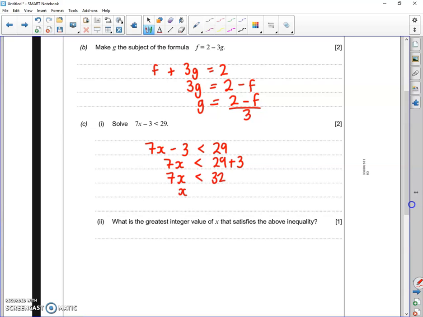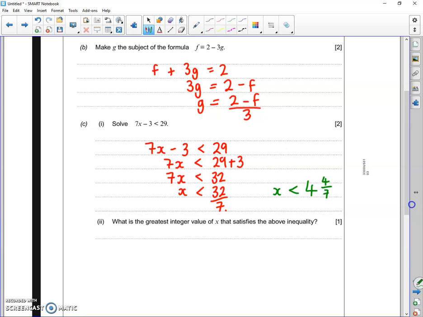And then 32 divided by 7 would be okay, but it's not going to help you very much when we come to the next line where it wants an integer, a whole number that satisfies the inequality. So what you're going to need to do with that top-heavy improper fraction is make it a mixed number. How many times does 7 go into 32 and how many remainders? It goes in 4 times. 4 sevens are 28, so there's 4 left over, so 4 and 4 sevenths.